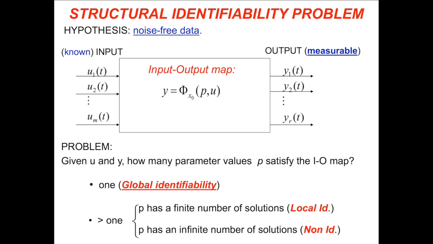The answer can be only one, and we have global identifiability; or more than one, a finite number of solutions, and we have local identifiability; or an infinite number of solutions, and we have non-identifiability. Obviously, these answers are in the complex plane, because we have to solve some equations with real coefficients. But this problem has nothing to do with the method that you use to check identifiability.